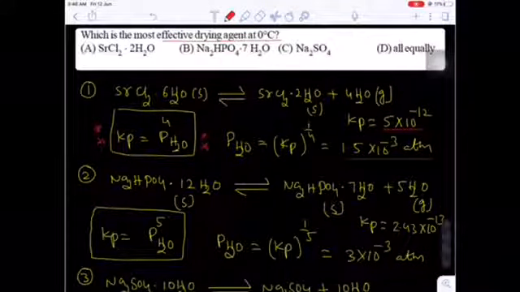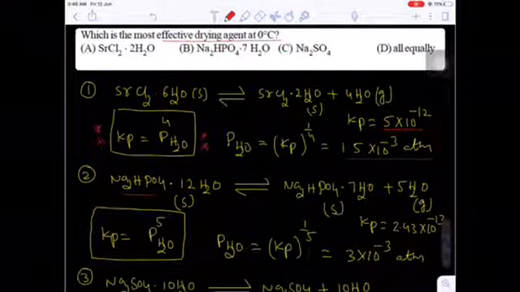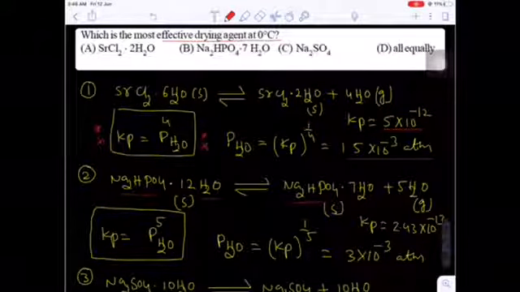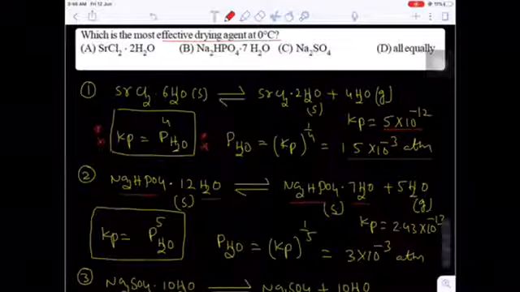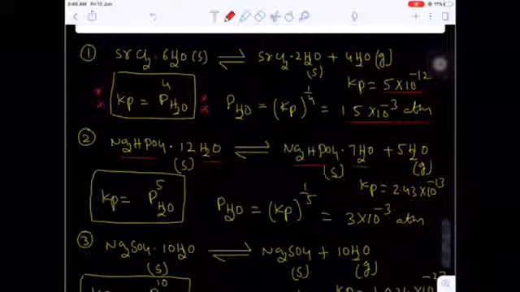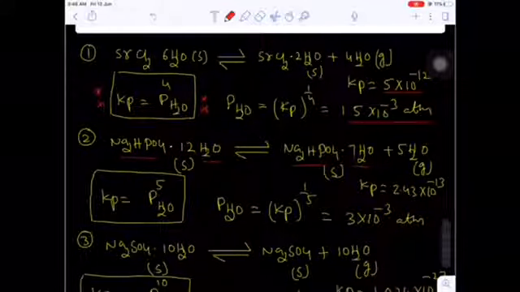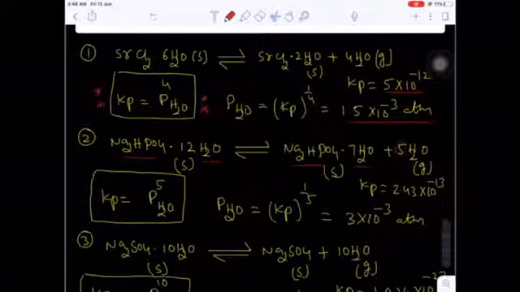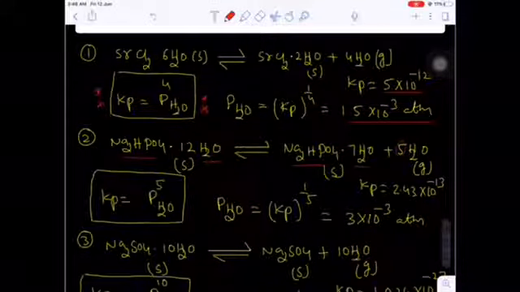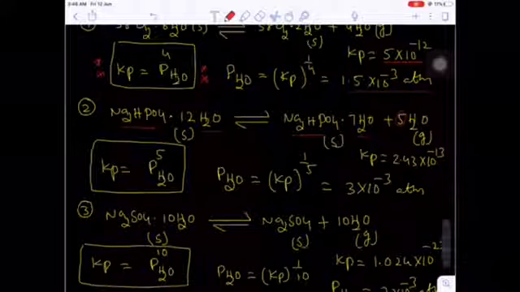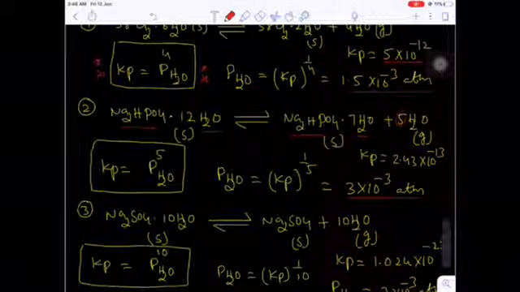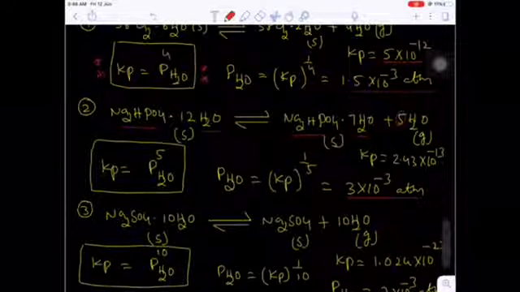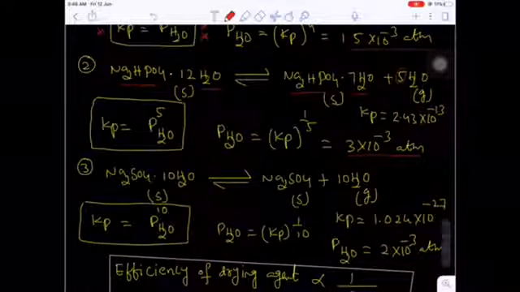Now come to the second equation. Sodium dihydrogen phosphate dot 12H2O gives sodium hydrogen phosphate 7H2O plus 5H2O. This 5H2O only is gas, the remaining are solids. So here we write the Kp expression, which is equal to P to the power 5. Here the stoichiometry is 5, so partial pressure of H2O to the power 5. From here the partial pressure of water becomes 3 into 10 raised to minus 3.